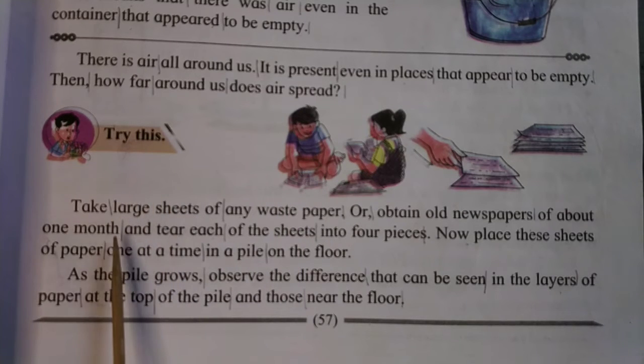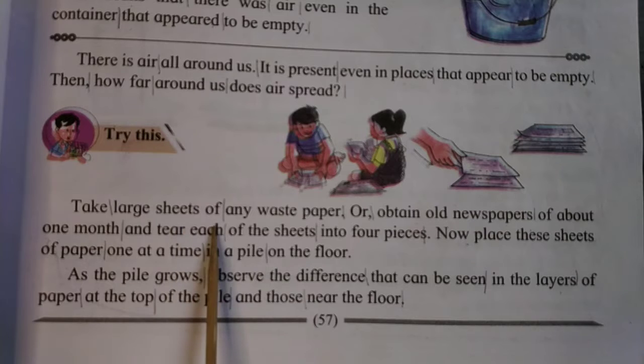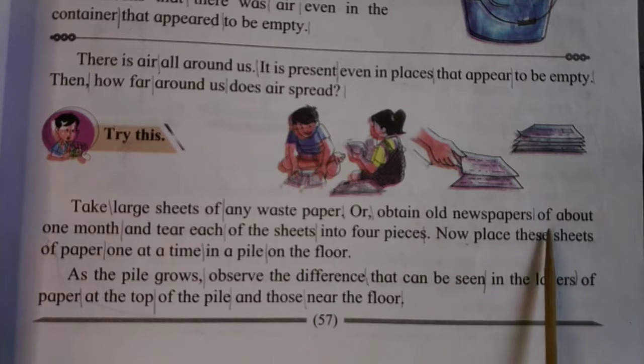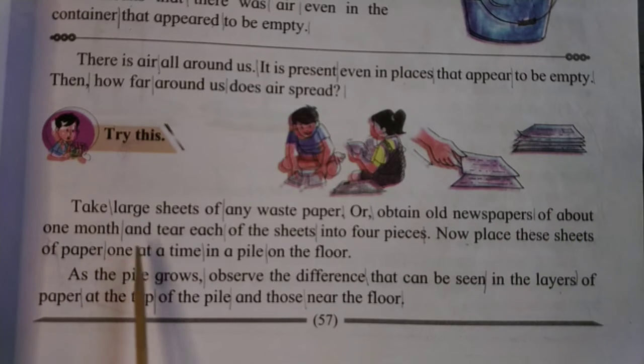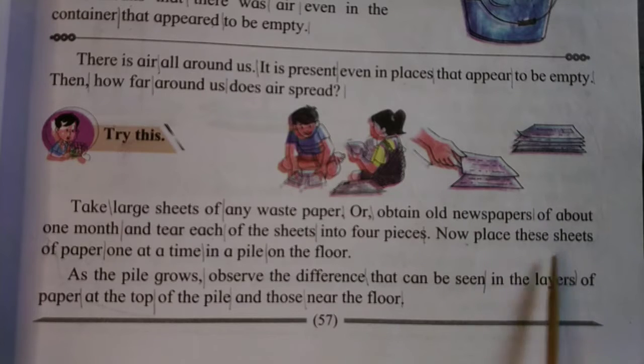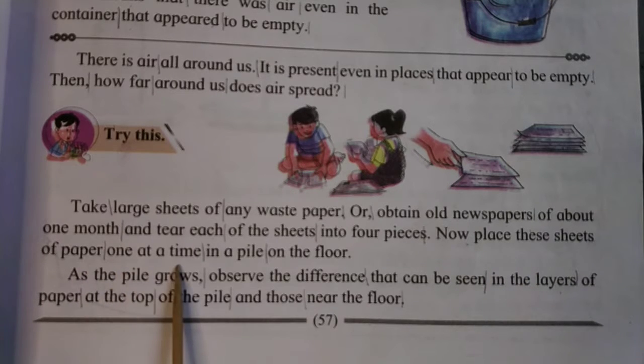Try this. Take large sheets of any waste paper or old newspapers of about one month and tear each of the sheets into 4 pieces. Now place these sheets of paper one at a time in a pile on the floor. As the pile grows, observe the difference that can be seen in the layers of paper at the bottom of the pile and those near the floor.